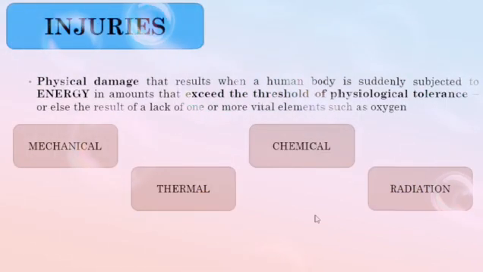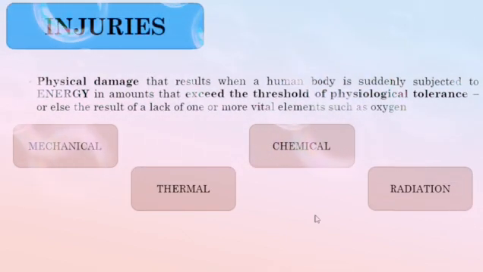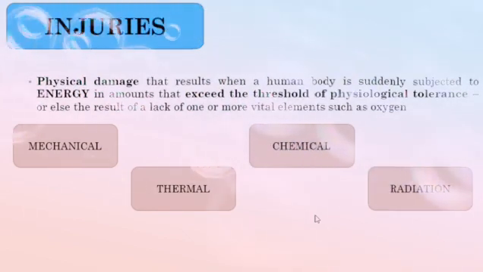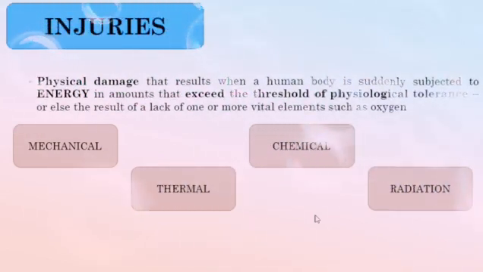injuries. This is physical damage that results when a human body is suddenly subjected to energy in amounts that exceed the threshold of physiologic tolerance, or else the result of a lack of one or more vital elements such as oxygen, like mechanical, thermal, chemical, and radiation.